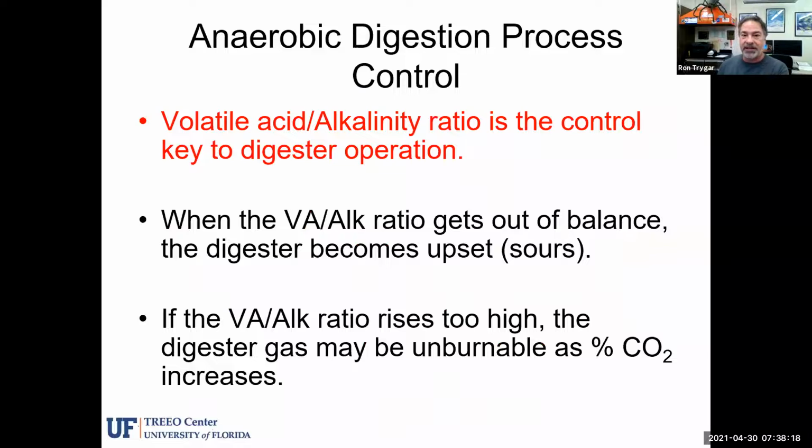So volatile acid alkalinity ratio is the key to the digester operation. So when the volatile acid alkalinity ratio gets out of balance, the digester is said to be upset or sour. There's another word for it. I'm not sure the history of the word, but in some cases, operators have called digesters that are sour, we call them stuck. Maybe they're stuck in the acid formation and they never made it to the methane formation. Maybe it got stuck in between the two ranges. I'm not sure if that's the history of it, but it makes sense to me.